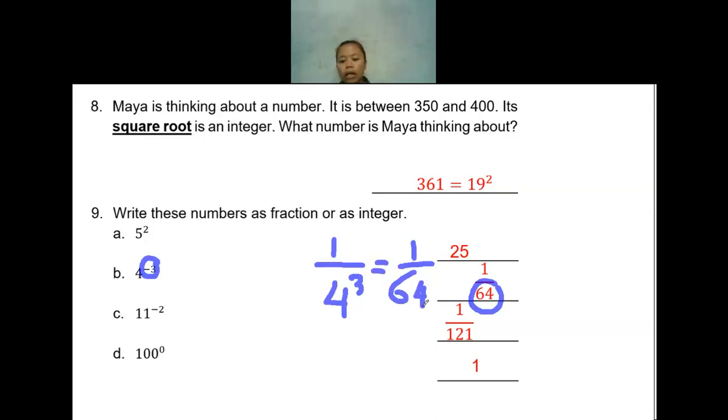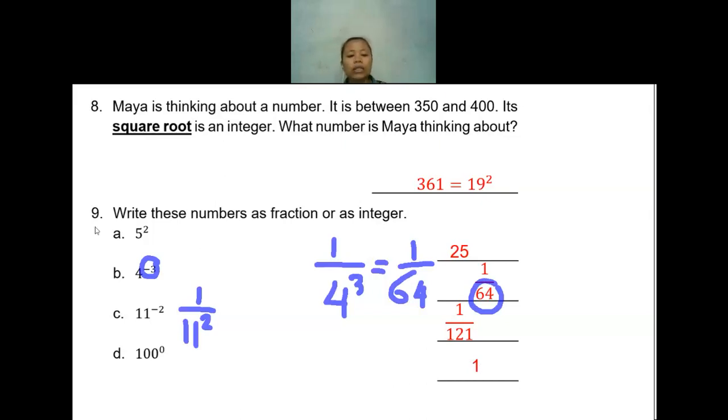And then for question C, 11 to the power of negative 2 will be 1 over 11 to the power of 2. The number will change into the denominator, and the negative will be gone. So it will be 1 over 121. This is 100 to the power of 0. Everything to the power of 0 will always equal 1. So 40 will be equal to 1.